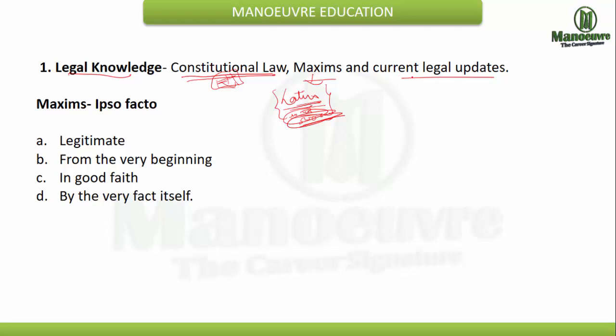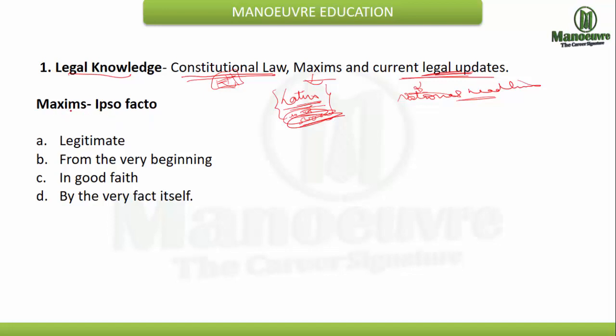Next comes current legal updates. Current legal updates are nothing but the news which has made national headlines, like triple talaq, then Article 370, and the current topic about Jammu and Kashmir, Leh-Ladakh. These all will be your current legal updates.